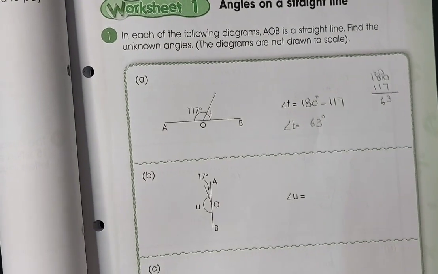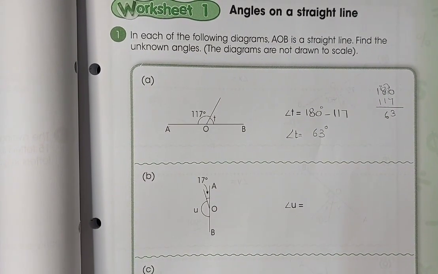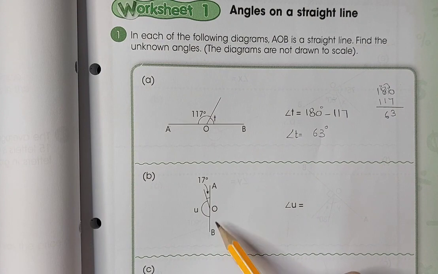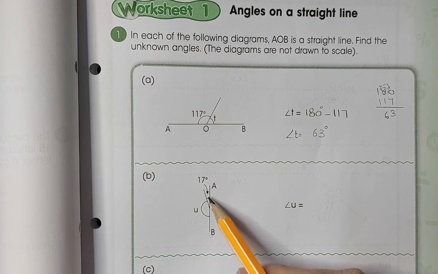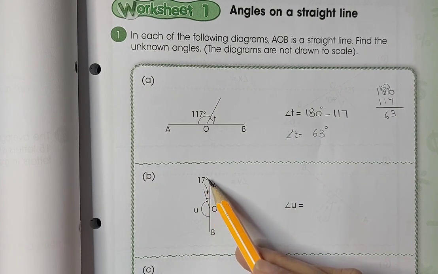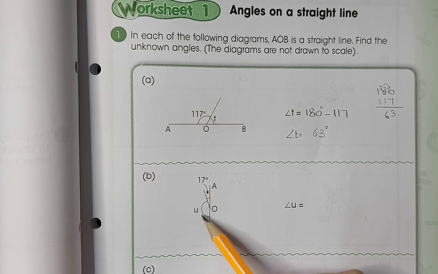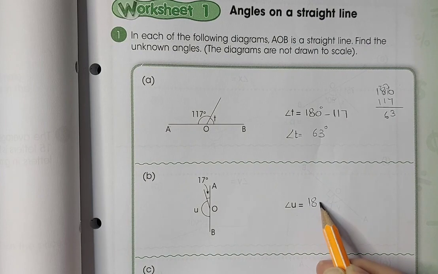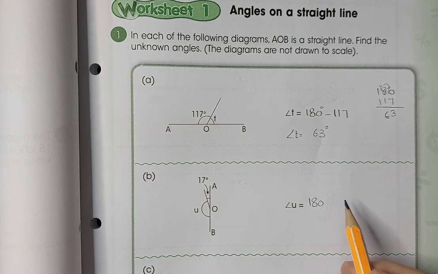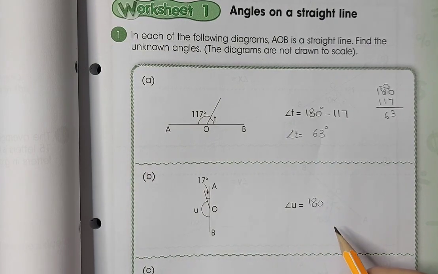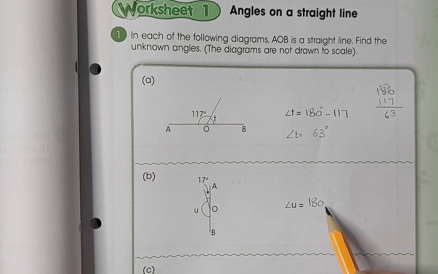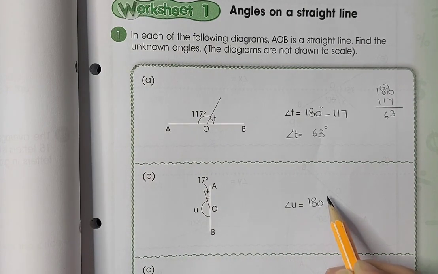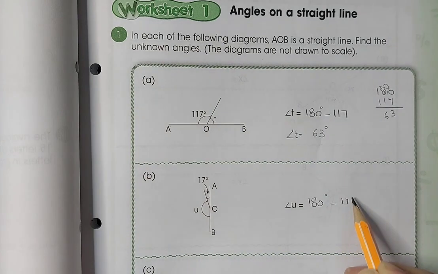Okay, part B is like AOB, again the straight line, and now the angle mentioned over here is 17 degrees and the unknown angle is U. So we have to find out the angle U. Again what we have to do? We have to subtract 17 from the total of the angles on a straight line, that will be 180 degrees. So 180 degrees minus 17 degrees.